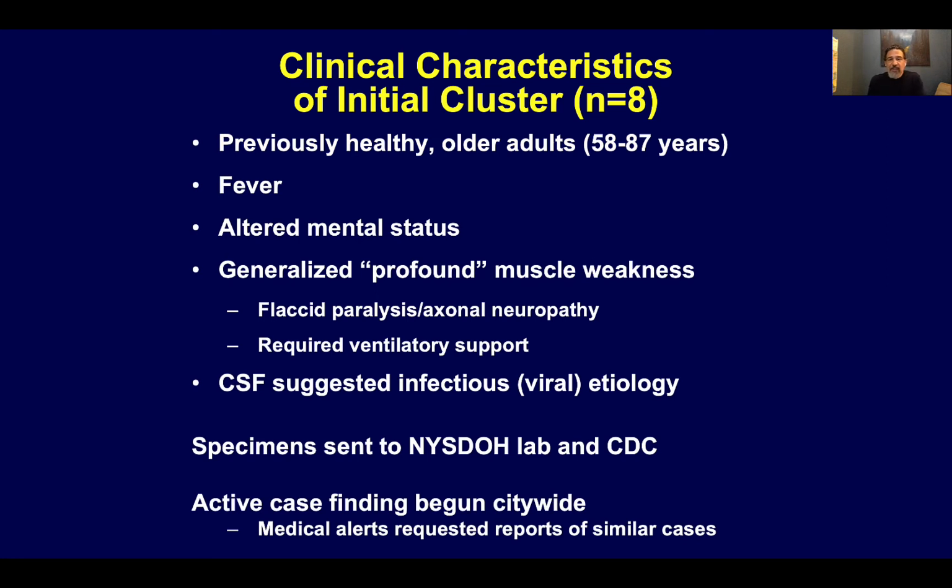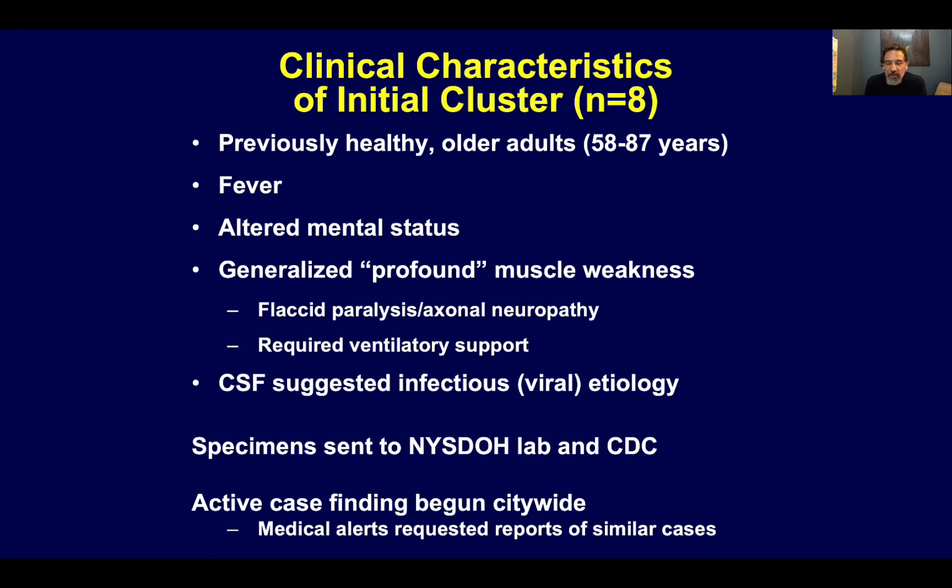And this encephalitis cluster was comprised of relatively healthy individuals prior to their coming down with encephalitis, healthy between the ages of 58 and 87. They all presented with fever followed by altered mental status. 7 of the 8 patients had this unusual finding of profound muscle weakness, some with flaccid paralysis and EMG findings that were indicative of axonal neuropathy.